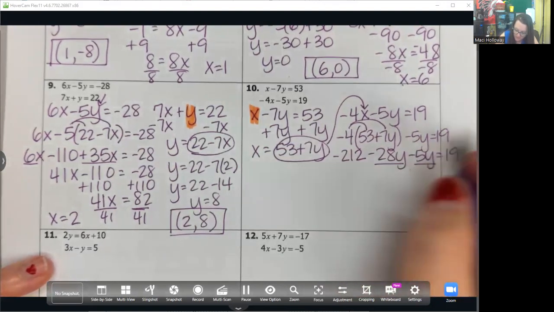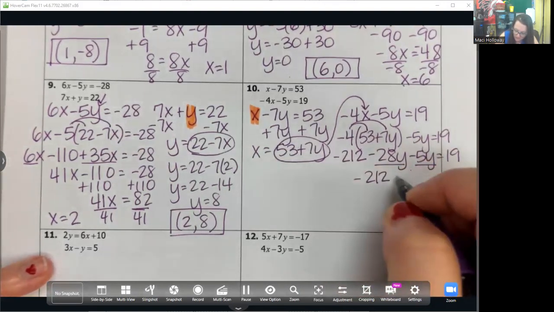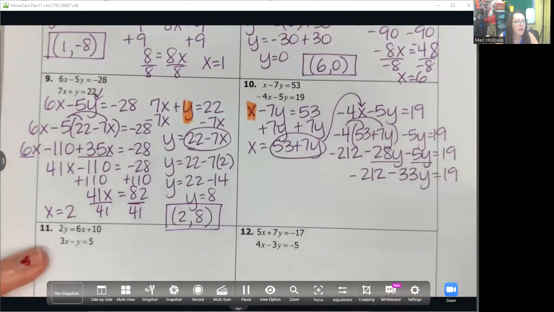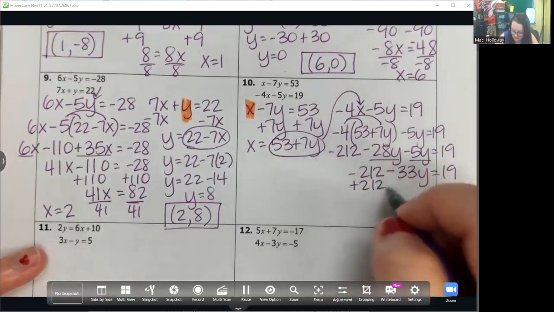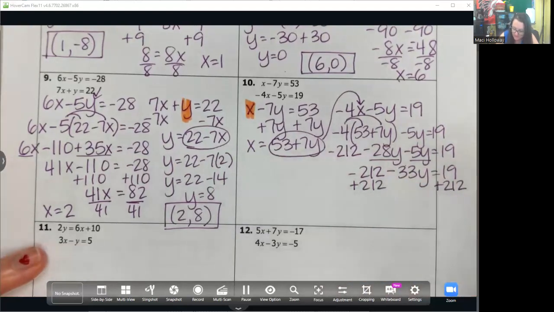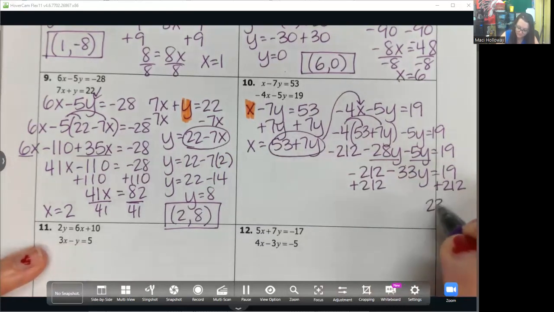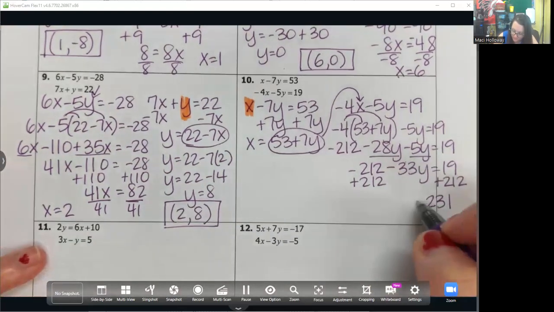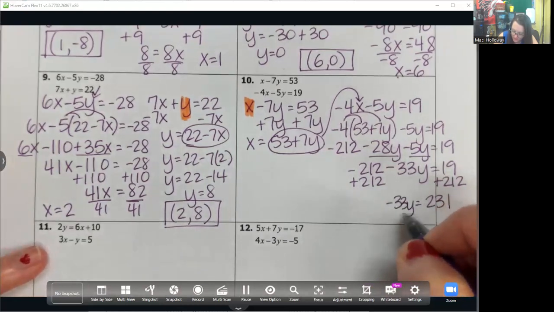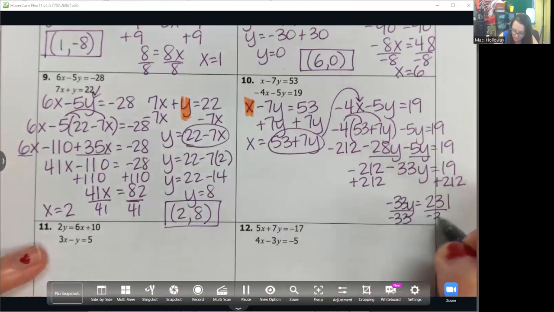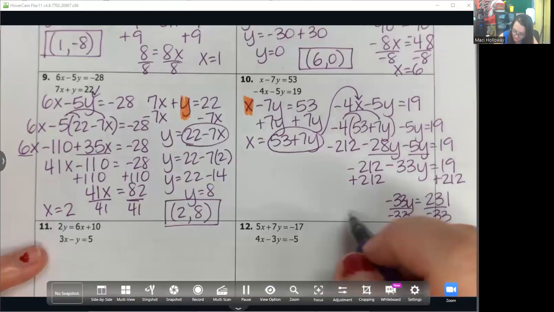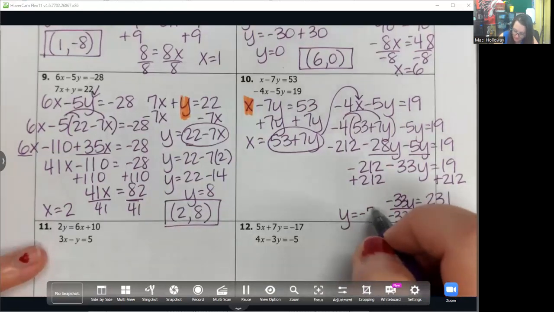Let's combine our like terms. Negative 28y minus 5y is negative 33y, and we have negative 212 plus negative 33y equals 19. Add our constant to the other side. 19 and 212 is what, 231? I'm going to check my math there. Plus 19, 231. All right. Equals negative 33y. And let's divide by that negative 33. So 231 divided by 33. Oh, good. 7. That's good news. y equals negative 7. I was worried there.